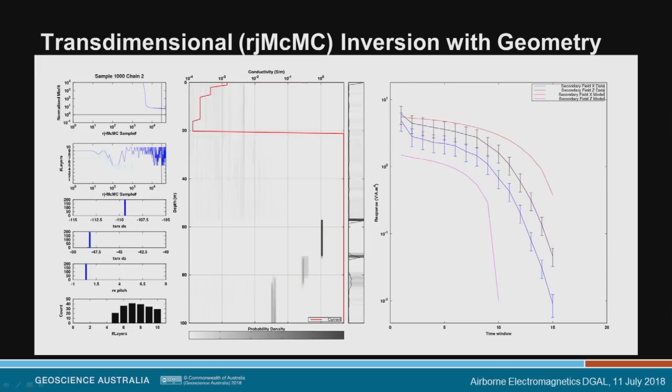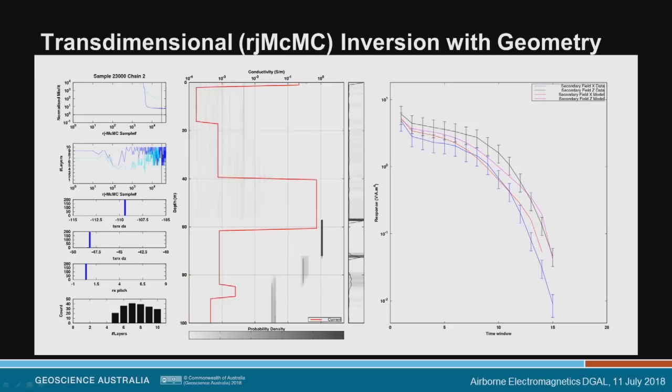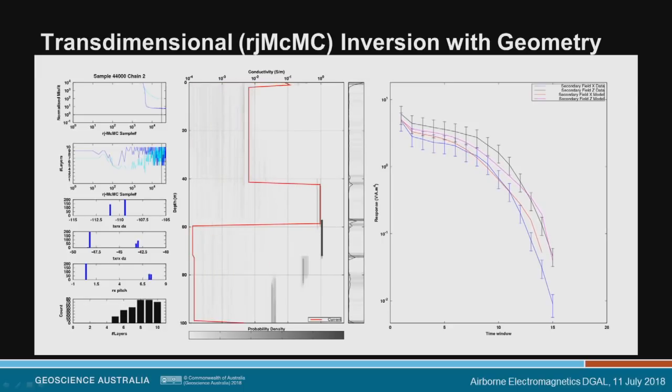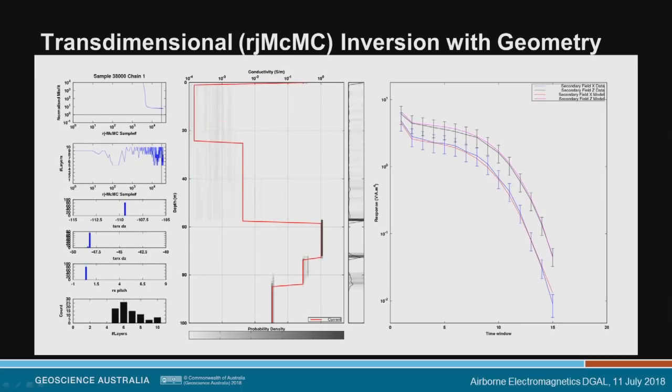We can see after the burn-in, it's starting to colour in the likely conductivities, but we're not too happy with it. Most importantly, I'm not happy with what's going on over here. These are the geometry parameters, the dx, dz, and the pitch, and we can see here that they aren't moving around much. They're sort of stuck where they are. They're not describing anything, and this is what's commonly known as a tuning problem. So this is requiring a fair bit of effort to get it right.